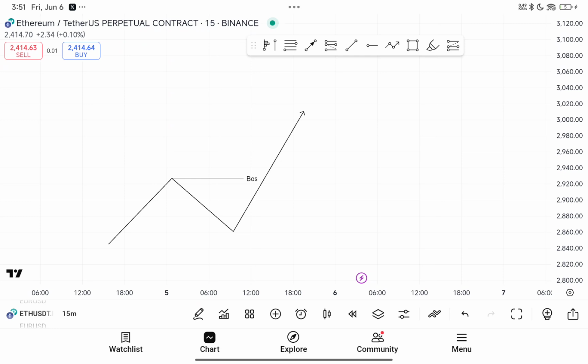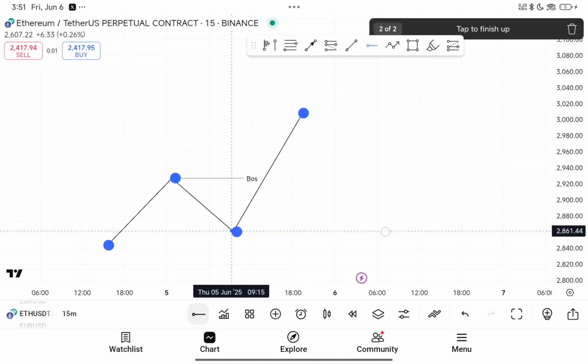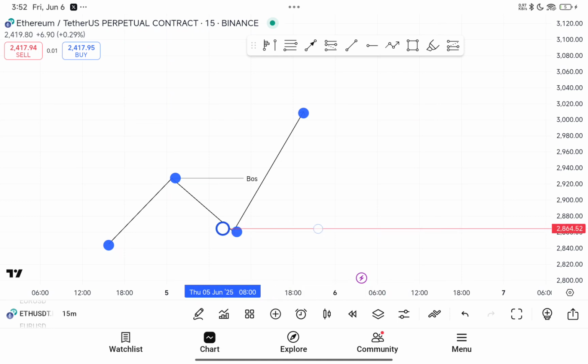So we have a low, a high, a higher low, a higher high. But for the market to make a higher high, it has to break structure to the upside. So the first character of an uptrend is that it makes higher highs and higher lows. The second character of an uptrend is that it breaks structure to the upside. The third character of an uptrend is that the higher lows are protected.